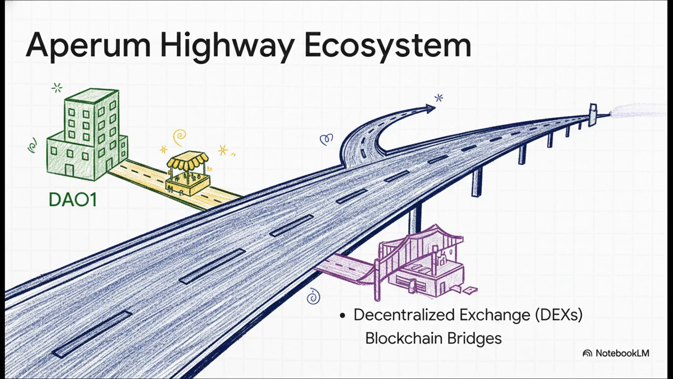And just like our real-world highways have gas stations and restaurants built alongside them, these digital highways have their own ecosystems. So on a highway like Aperam, you've got platforms like DAO1 setting up shop, offering products and services. And then you get this other essential infrastructure popping up. Things like decentralized exchanges, think of them as rest stops for trading, and blockchain bridges, which are like the interchanges that connect you to all the other superhighways.